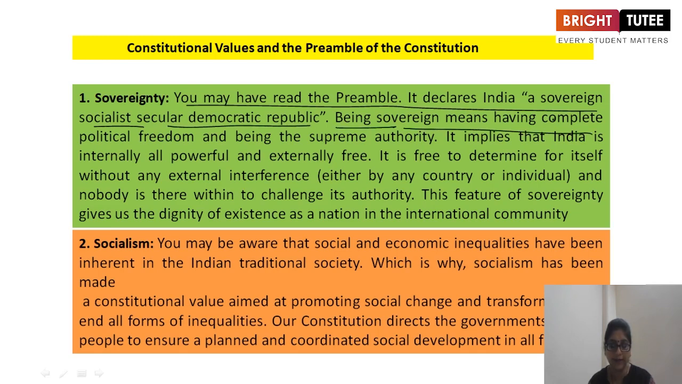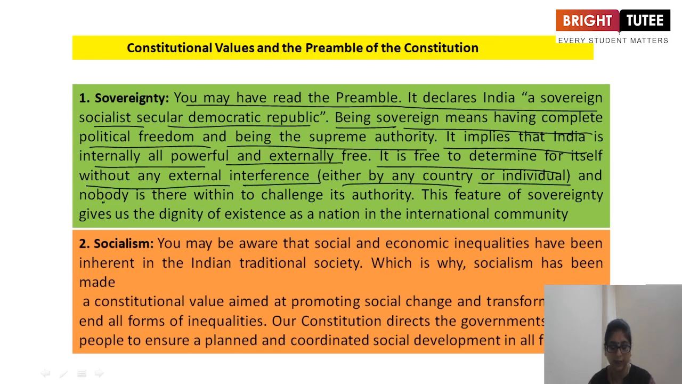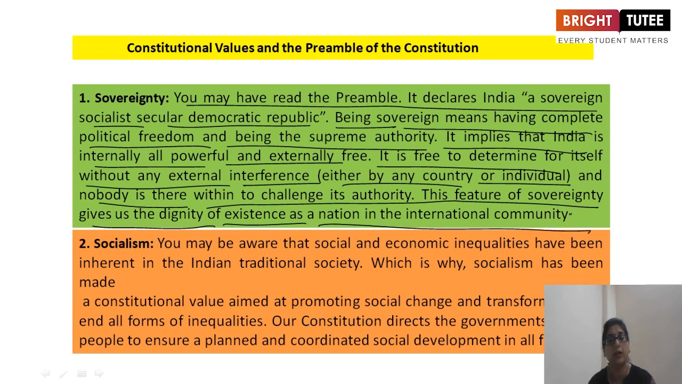Being sovereign means having complete political freedom and being the supreme authority. It implies that India is internally all powerful and externally free. It is free to determine for itself without any external interference, either by any country or individual. Nobody within can challenge its authority, and this feature of sovereignty gives us dignity of existence as a nation to the international community.